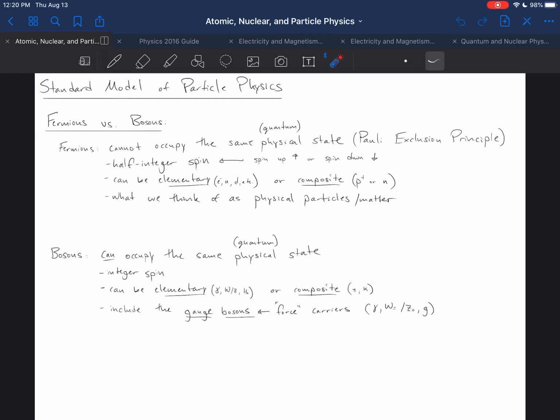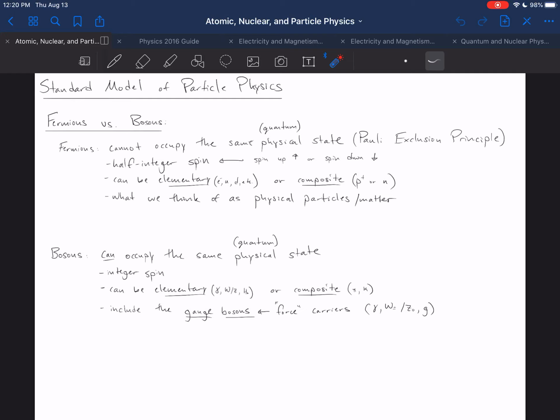Bosons are a separate class of particles, and they can occupy the same physical state. They can be elementary or composite, and you might be familiar with two of them. One you probably know, but don't know what it is, which is the Higgs boson. The other you know, but didn't know that it was a boson, which is a photon. So think about the fact, for 1 second, that photons, if you shine two beams of light through each other, notice they don't run into each other. They can be in the same physical state at the same time.